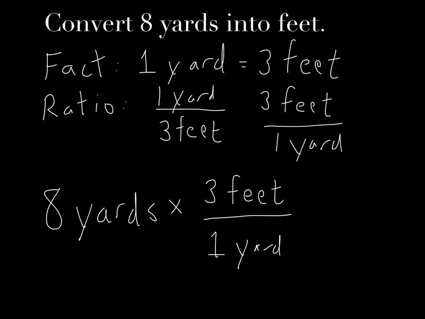Now what am I doing here? See, what I want to be able to do is say, well, there's yards, and they're going to cancel out. Here we go. Boom, boom, gone. Which means that what I'm left with is just the stuff on the top. So what I'm left with is the 8 there, the 3 there, and the feet. And 8 times 3 is 24, so I've got 24 feet.